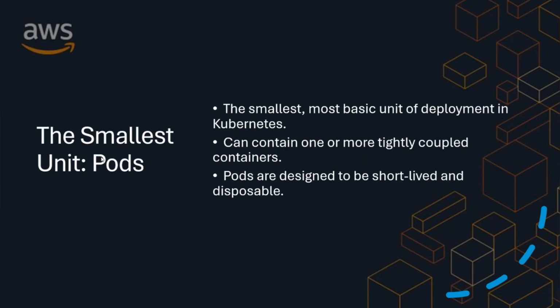To work with Kubernetes, you just need to know a few core concepts. Starting with a pod. A pod is the smallest basic unit of deployment. Think of it as a logical host for one or more containers. While a pod can contain a single container, it can also hold a group of tightly coupled containers that need to share resources. Most importantly, pods are designed to be temporary and disposable. This is key to how Kubernetes manages them automatically.